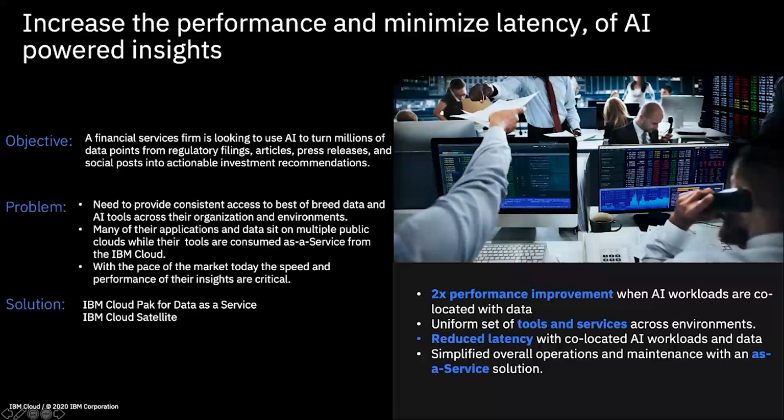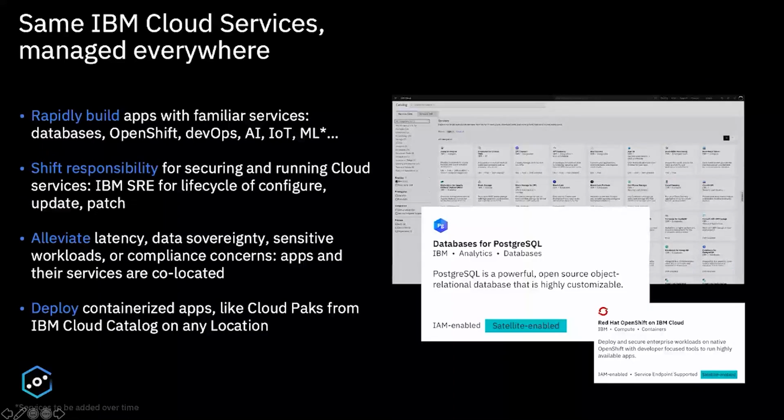So we've given a few use cases. Now let's dive into some of the features and functions of IBM Cloud Satellite. So the first and most important is really about rapidly building apps with familiar services. So going into the IBM Cloud catalog and using those services that you know and love, like OpenShift and databases, DevOps tools, AI, being able to consume those services, but being able to consume them in any of the locations that we talked about. And that's really the key to what Satellite provides.